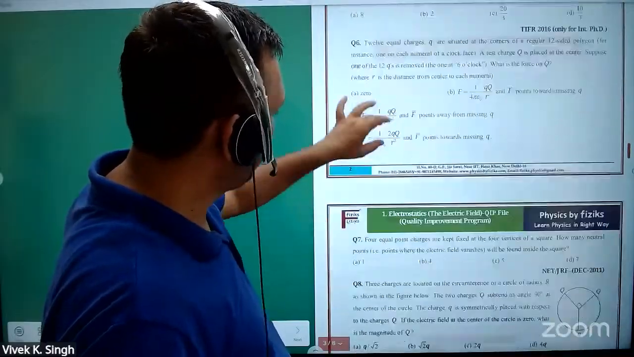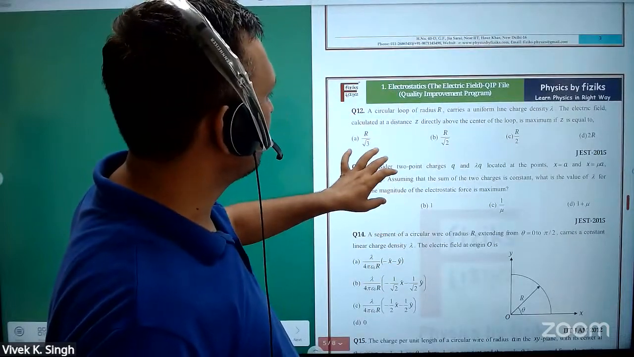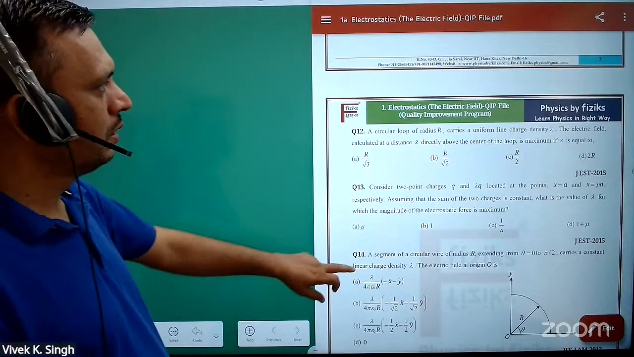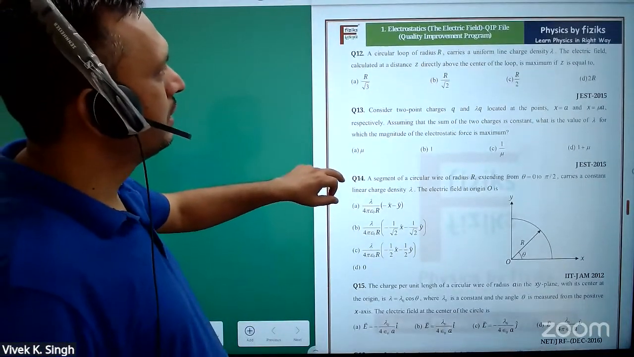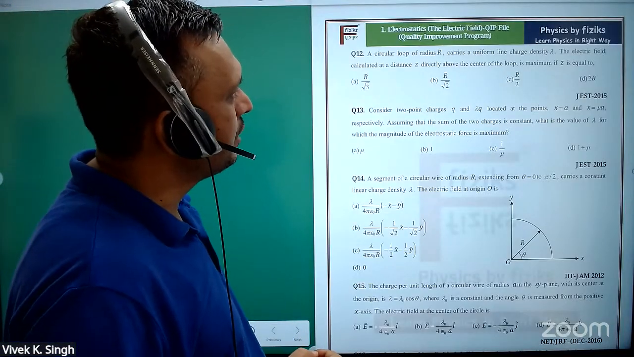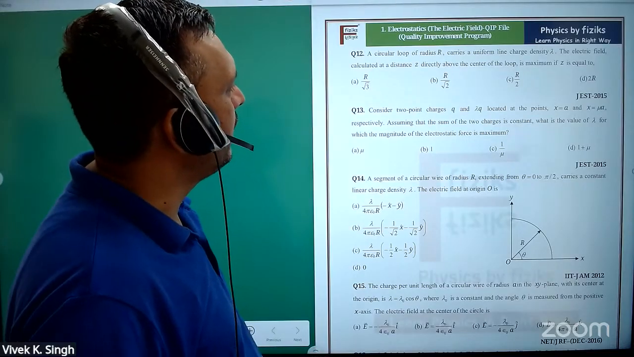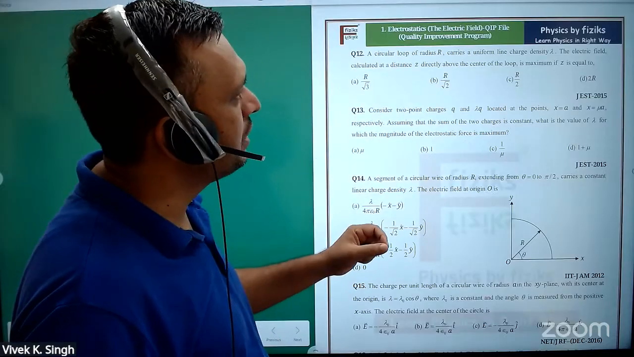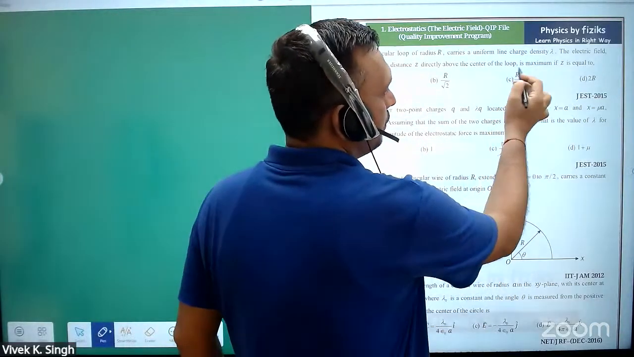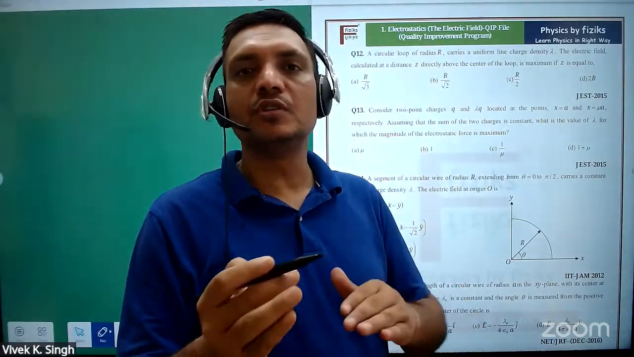Now see, let's look at question number 12. A circular loop of radius r carries a uniform line charge density lambda. The electric field calculated at a distance z above the center of the loop is maximum. Now just see, they have asked for what value of z the electric field will be maximum. So you have to use the maxima minima condition.